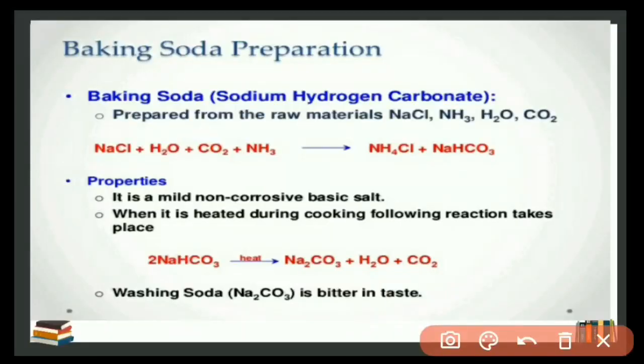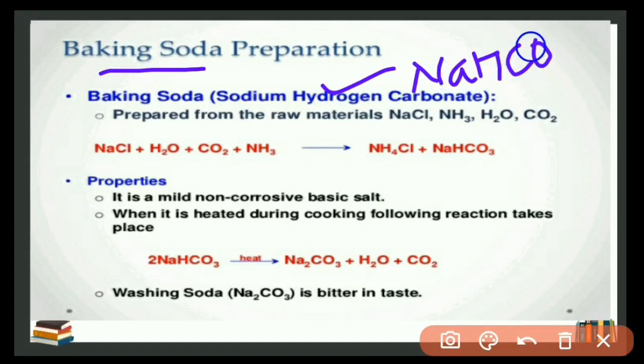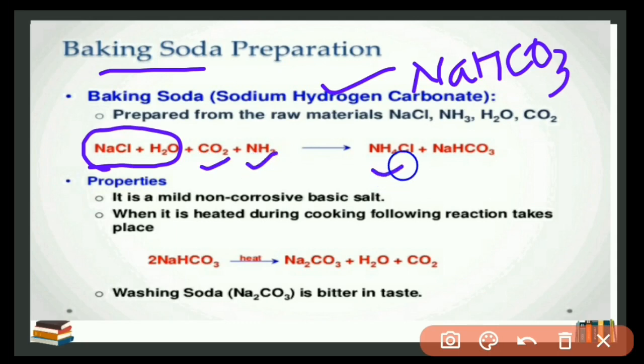Next salt is baking soda. Its chemical name is sodium hydrogen carbonate, and its chemical formula is NaHCO3. So let's see the preparation method for baking soda. Make a brine solution by adding water to NaCl salt, a dilute solution of NaCl, called brine solution. Add carbon dioxide and ammonia, and after the chemical reaction we get ammonium chloride and sodium bicarbonate. Sodium bicarbonate is the main product of this preparation method, and ammonium chloride is a byproduct.